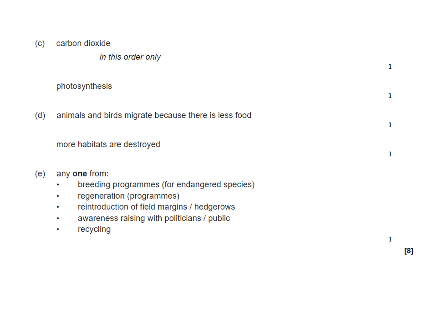We can also try to raise awareness with politicians and the public, so we'll get people on side. People have to feel angry about it and feel like something needs to be done. And recycling as much as possible could also stop human impact on an environment. Recycle as much as we can.